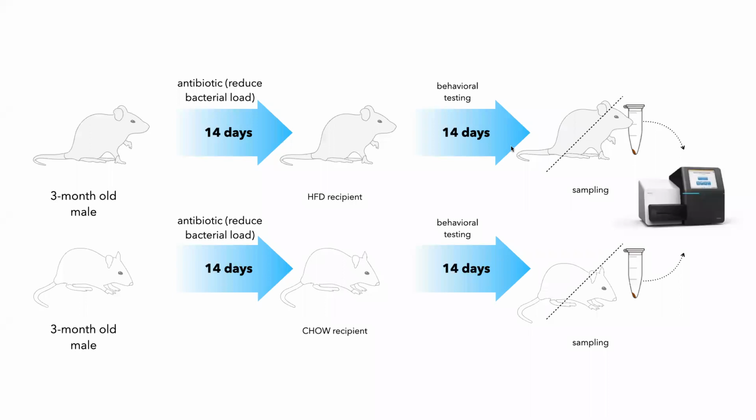And so after they were studied and we understand what kind of microbiome they have, they were implanted with this microbiome, the high-fat diet or the chow microbiome, and then they were again behaviorally tested and sampled, and so we can study the results of their microbiome.